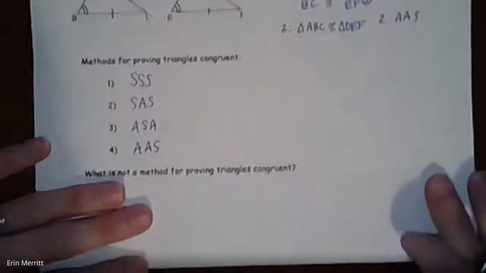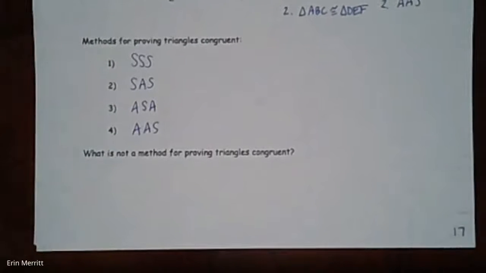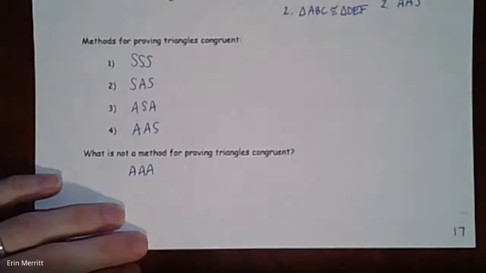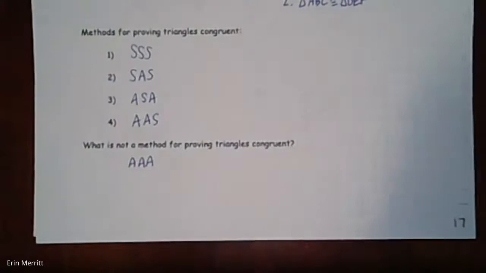All right, so down at the bottom, it says, what is not a method for proving triangles congruent? What I mean is like what combinations. So we've got all three sides will prove triangles congruent, and a mixture of sides and angles. So what combos have we not thought of yet? All right, well, you might be thinking like, would angle, angle, angle work? Nope. It'll prove the triangles are the same shape. It would not prove them to be congruent because one could be much bigger than the other, like a dilation essentially.